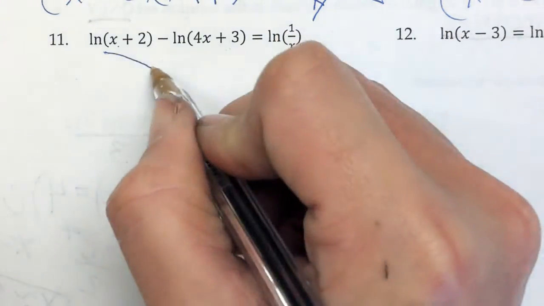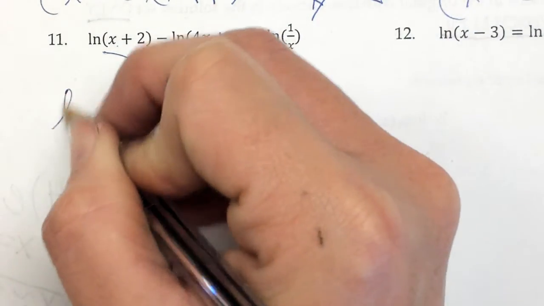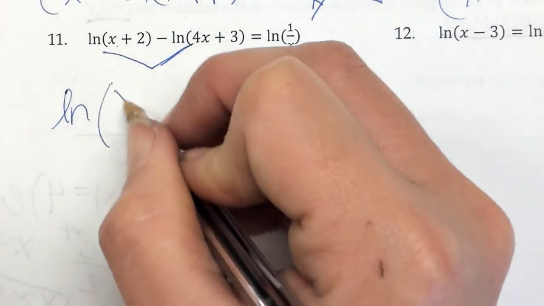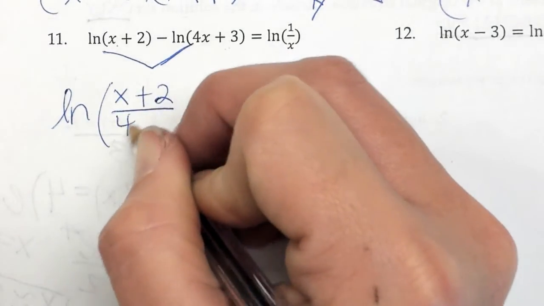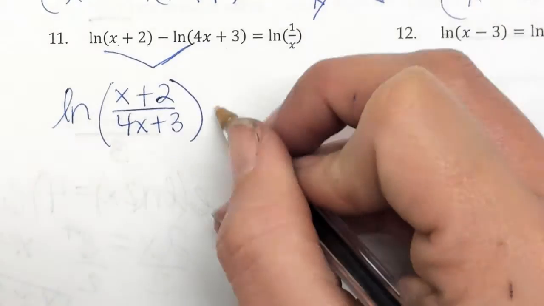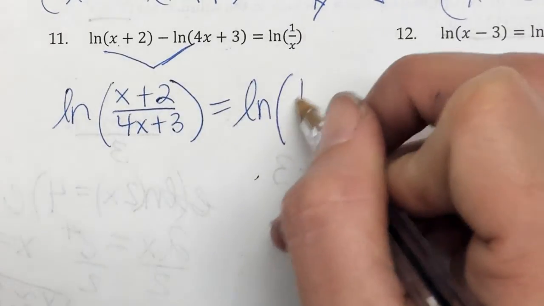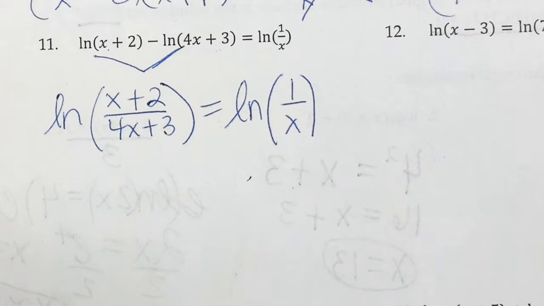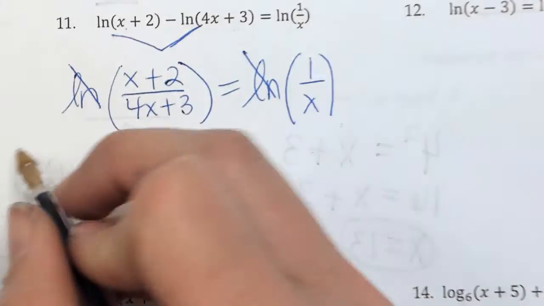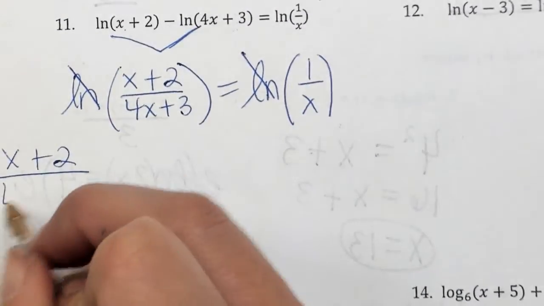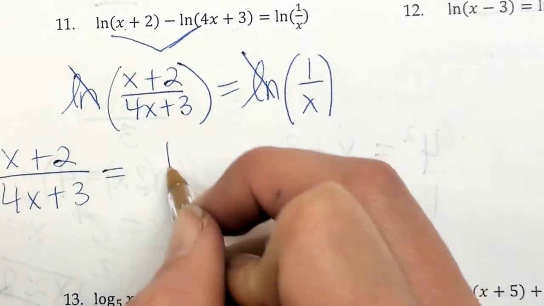So tell me how to write this as one single natural log. It'd be ln of? X squared. Nope. X plus 2 over? Good. Equals ln of 1 over x. This time what can cancel out? Because they're on opposite sides, and they're both the same. So they cancel. So we have x plus 2 over 4x plus 3 equals 1 over x.